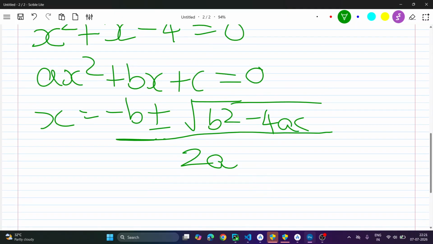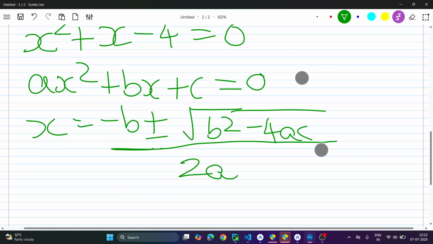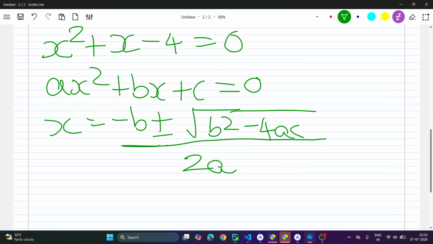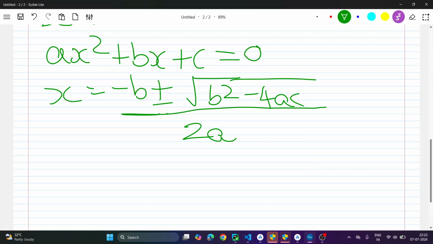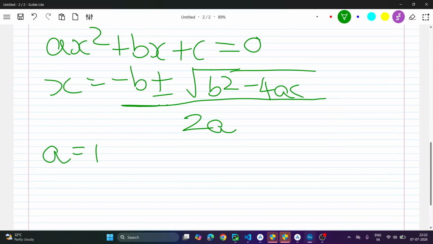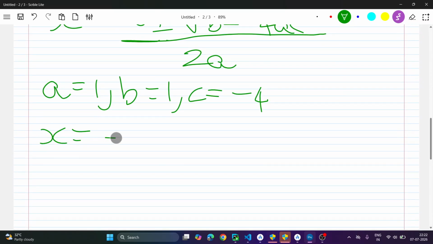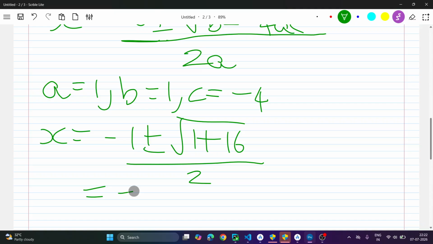Okay, so in here, you just plug in the values. Here in this equation, a is equal to 1, b is equal to 1, c is equal to minus 4. So x equals minus 1 plus or minus the square root of 1 plus 16, all over 2. It's minus 1 plus or minus the square root of 17, over 2.